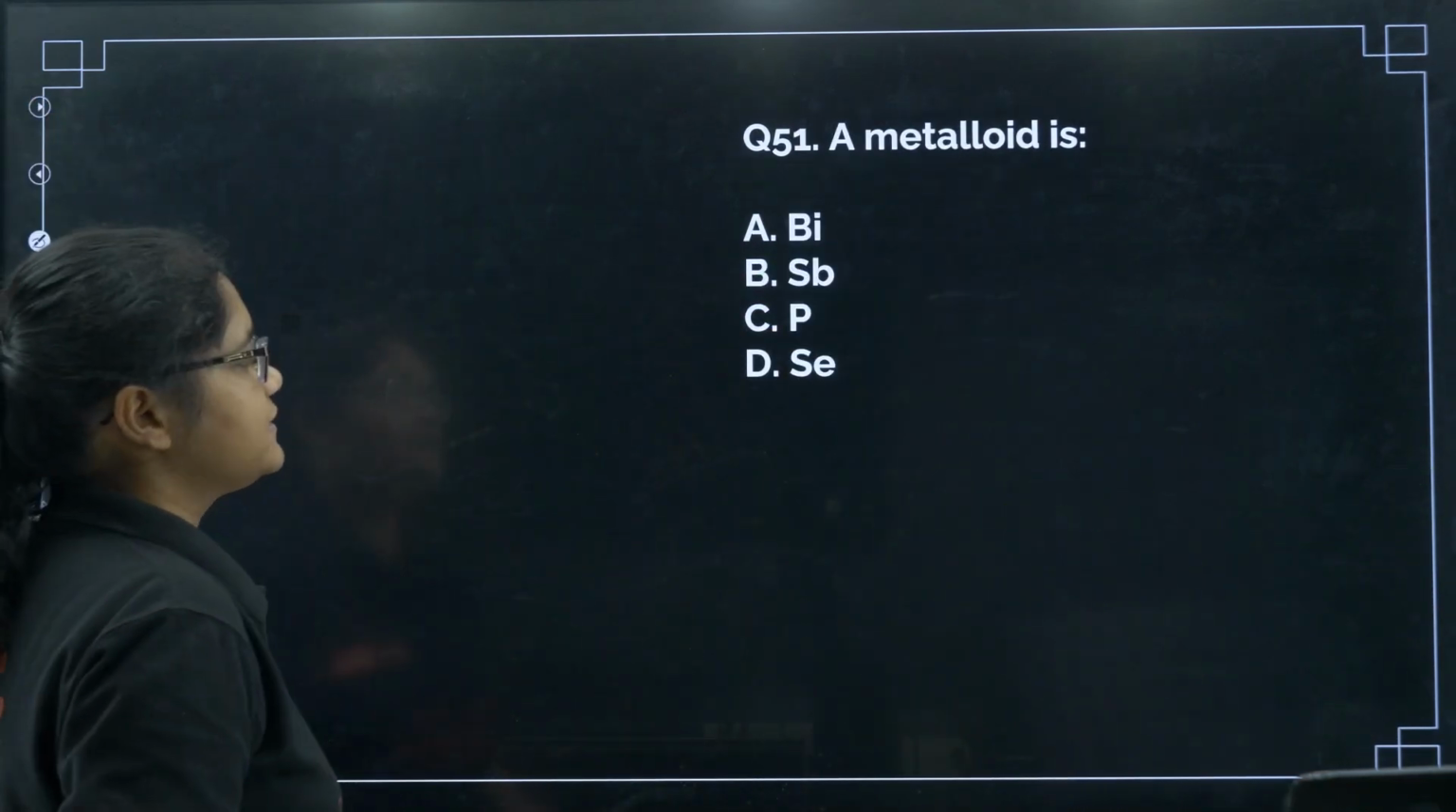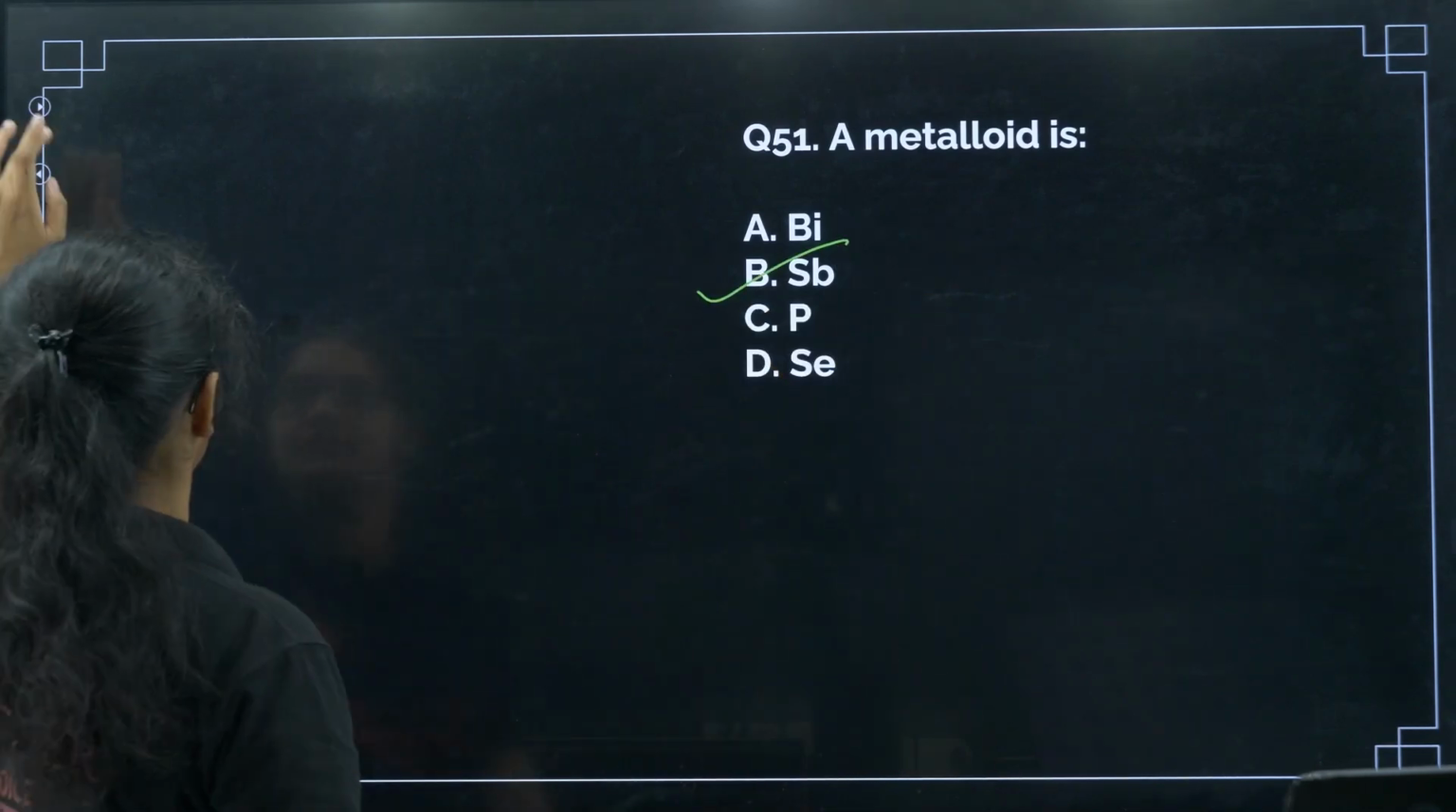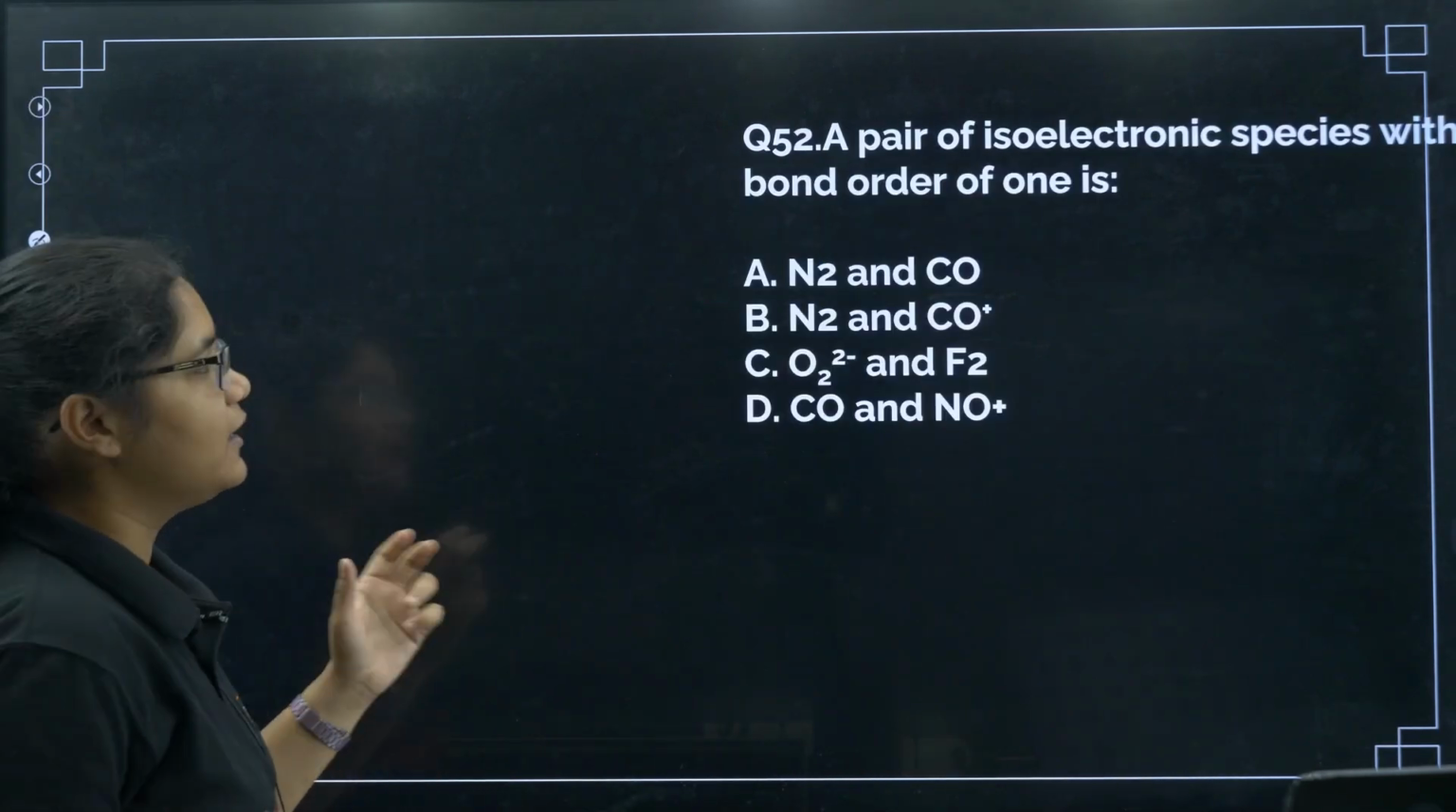Okay. Next, our metalloid here is Sb, that is your metalloid, which has both characters of metals and non-metals.